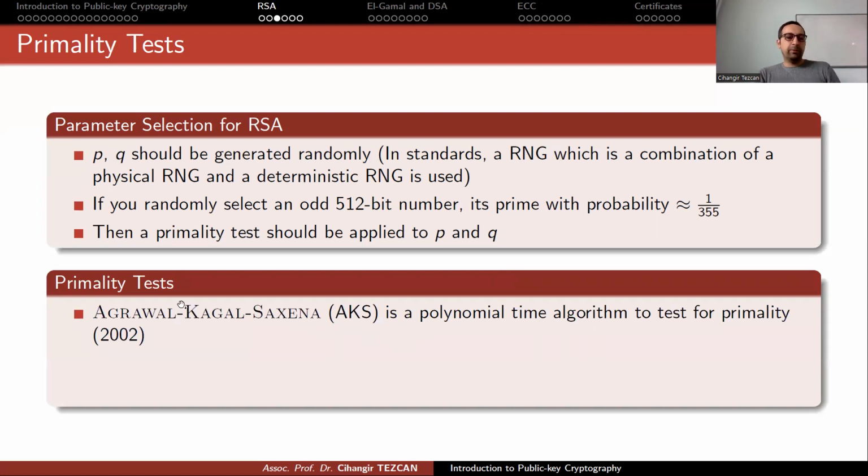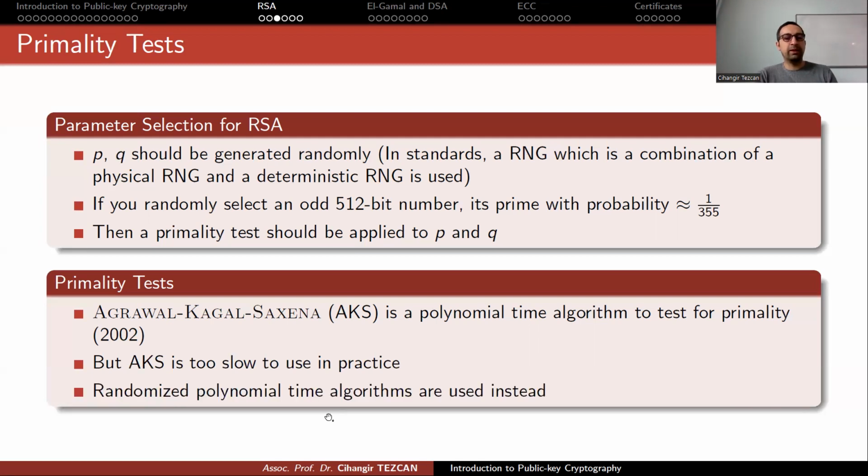So, one of the primality tests you can use uses the AKS algorithm, Agrawal, Kayal, and Saxena, because this is a polynomial time algorithm to test for primality. This algorithm was found in 2002. It was a breakthrough, but the thing is that we don't use it in practice, because even if it is a polynomial time algorithm, when we work with large inputs, it really takes a lot of time for this algorithm to give you the results. So, yes, AKS is too slow to use in practice.